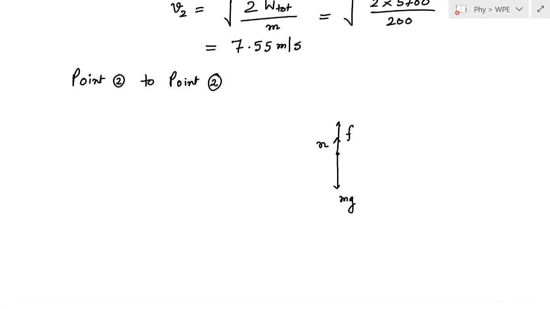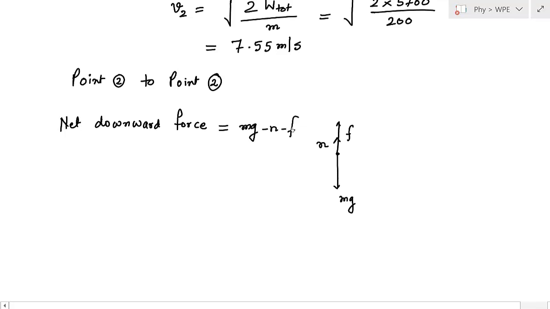So we can calculate the net resultant force, or net downward force. Mg is in the downward direction, the normal reaction is in the upward direction, and the friction force is also in the upward direction. So this is the net force. Now once I know the force, we can calculate the total work done when it moves from point 2 to point 3.